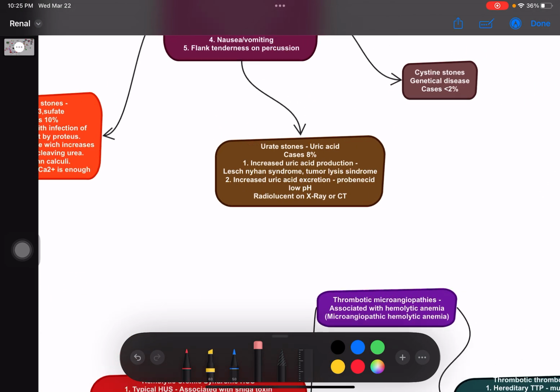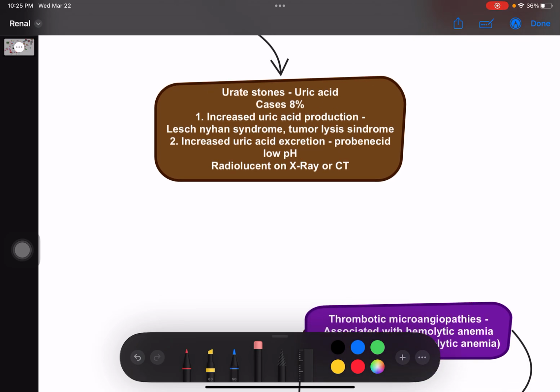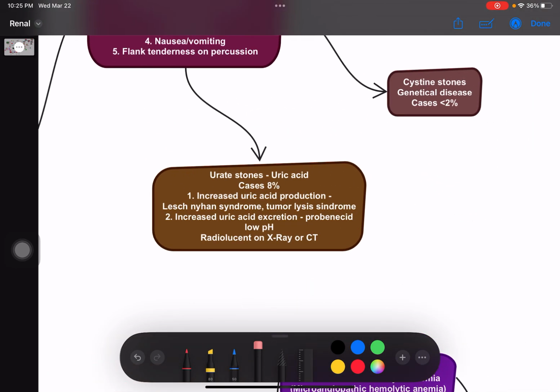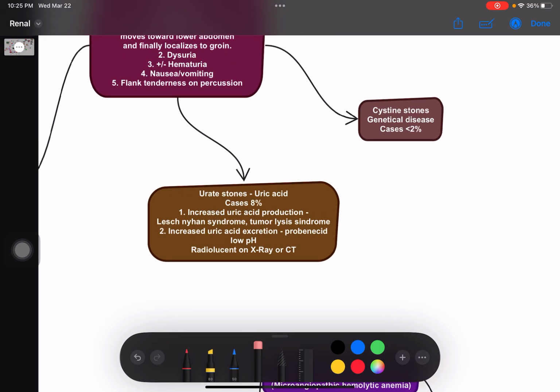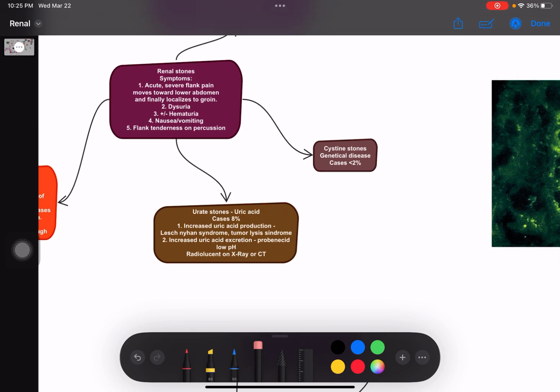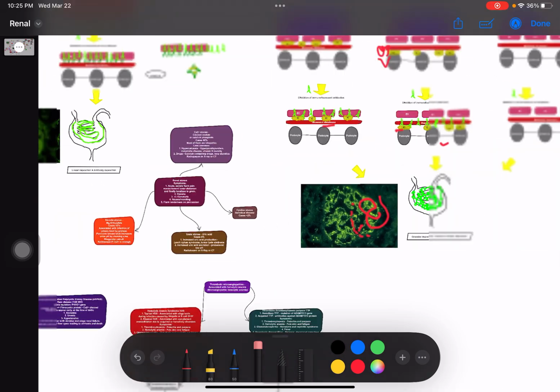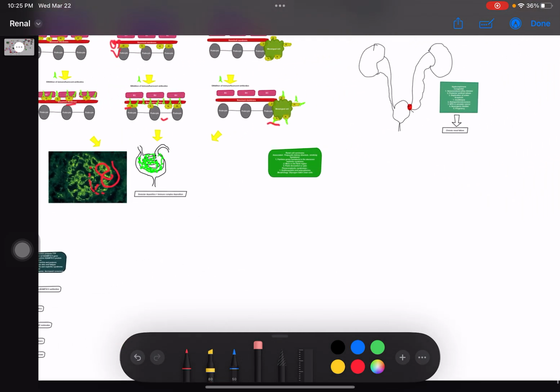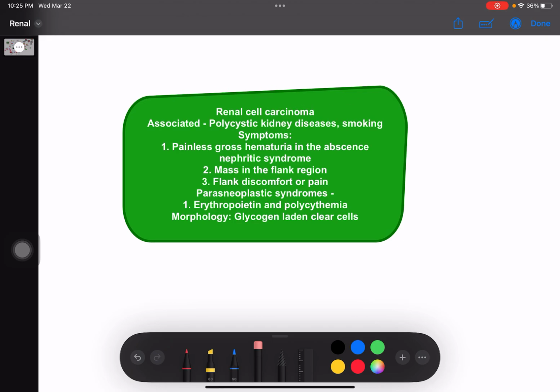The third most common is urate stone, which is a uric acid stone, approximately 8%. If there's an increased uric acid production, Lesch-Nyhan syndrome, tumor lysis syndrome, increased uric acid excretion that can be caused by probenecid and low pH. And the last one is cystine stones. This is with genetic diseases when there's the problem with the reabsorption of the cysteine, and it's less than 2% of cases. Right, and the last one is a renal cell carcinoma.